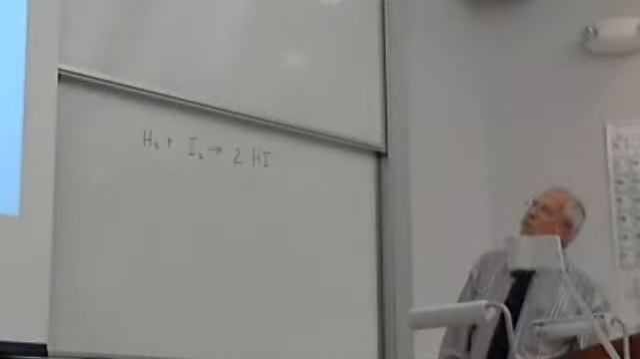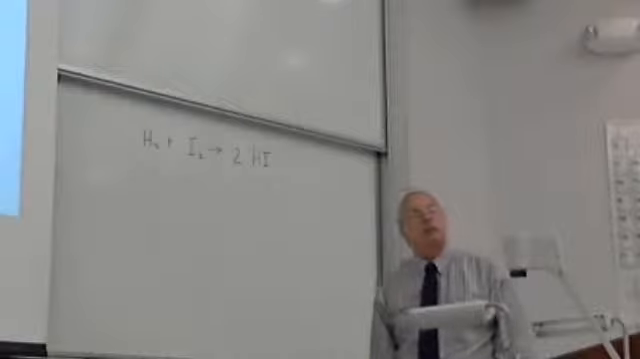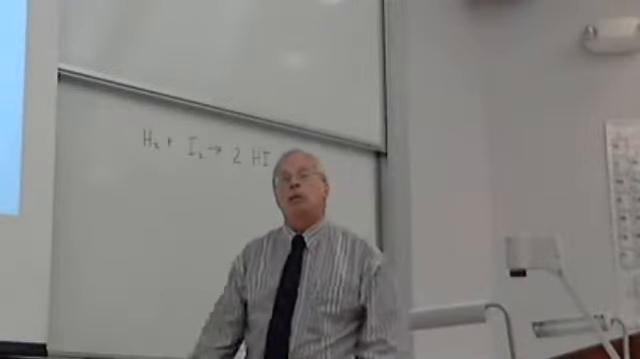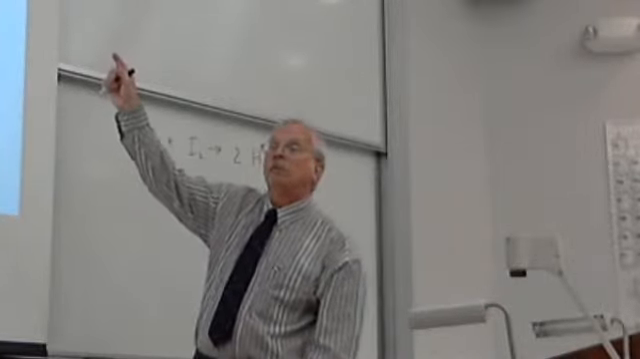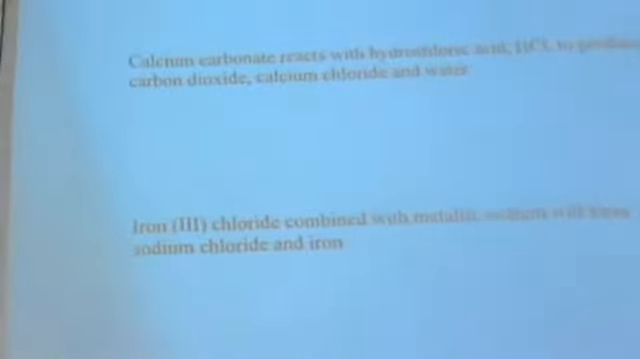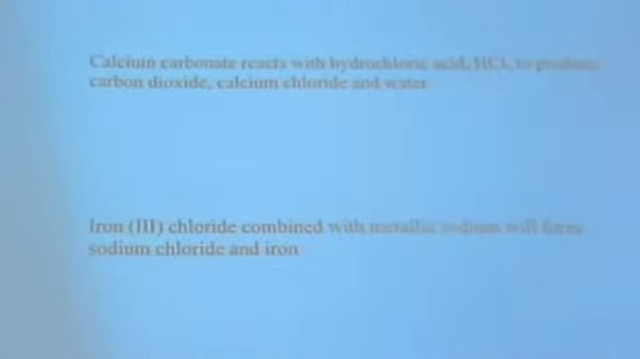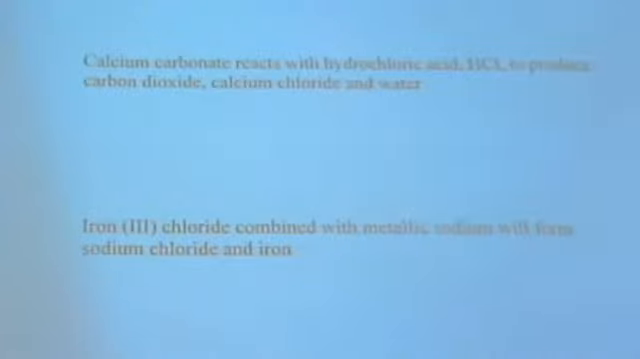So, why don't you try the second one? Calcium carbonate reacts with hydrochloric acid. Now, we didn't do acid names, and I'm not expecting you to know what that is, but I'm telling you what it is. Hydrochloric acid, HCl, to produce carbon dioxide, calcium chloride, and water. So, write out the symbolic form and make sure it's balanced. Go.